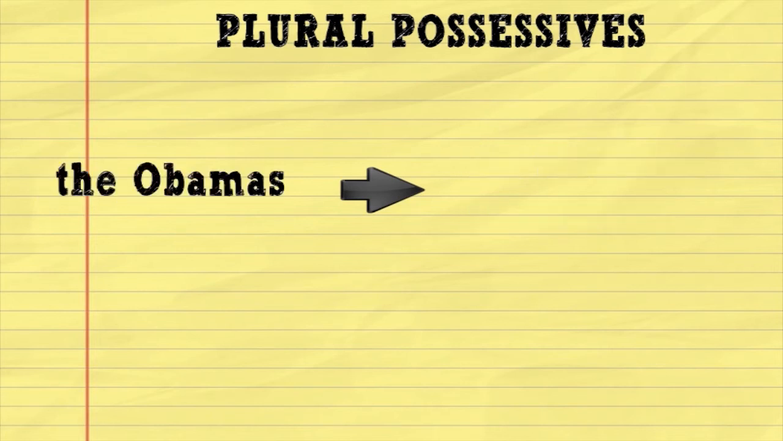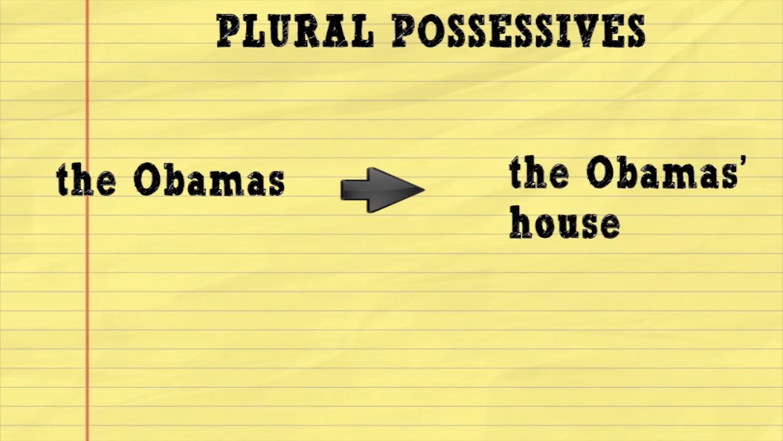The next example is of the Obamas, a family here in the United States, and they do have quite a big house, and we would call that the Obamas' house. We just put the apostrophe after the S. It makes it possessive. We don't say the Obamases' house, simply the Obamas' house.